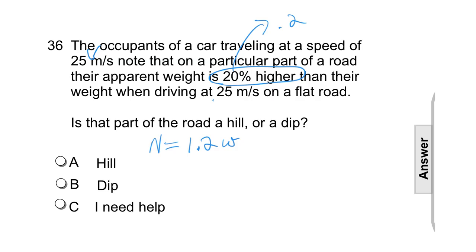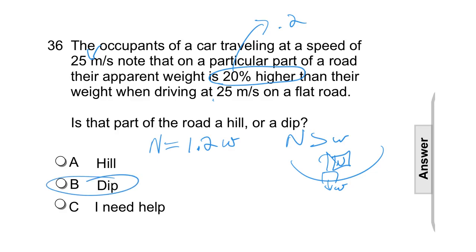Okay, so anyway, I don't have to solve this. Me seeing that the normal force is greater than weight tells me that I'm moving through the bottom of a circle, because I need the upward force, in this case the normal force, to be greater than the weight, so I have a net force pointing towards the center. So it'd be a dip.